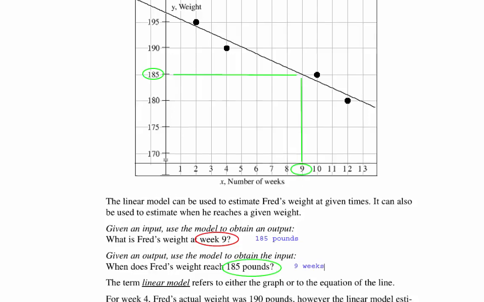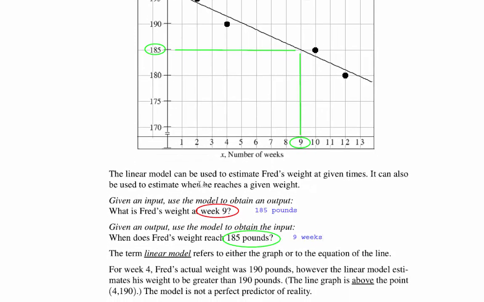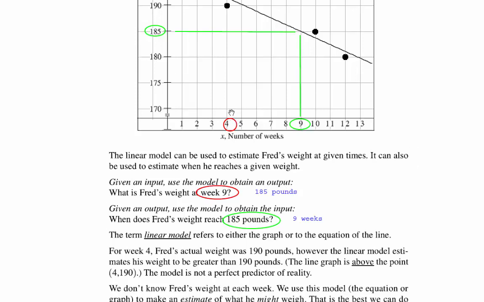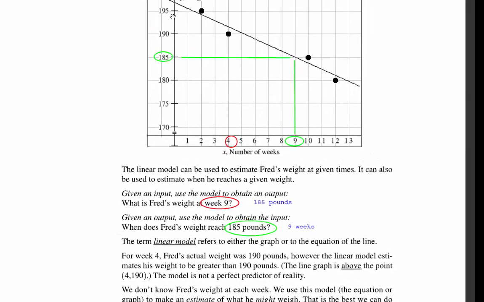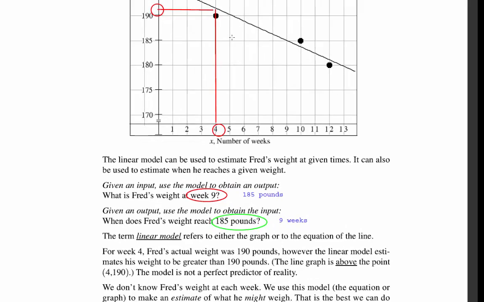So next we're told, all right, for week 4, Fred's actual weight is 190 pounds. So here's week 4. And if I travel up, you can see the dot here is an actual data point. So this dot represents his actual weight, which is 190 pounds. But the model gives me something different. Right? The model is telling me that Fred's weight is somewhere between 190 and 195. So the takeaway is our model is not a perfect predictor, but it gives us a close estimate when we don't have actual data.